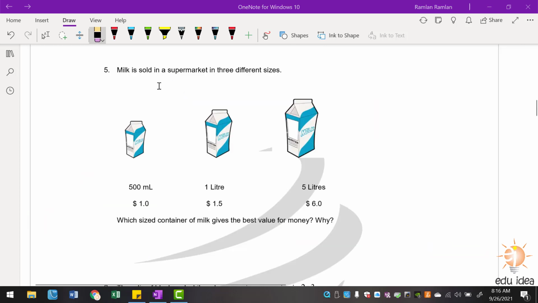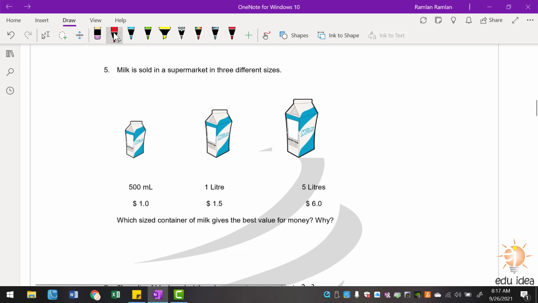Okay, number 5. Milk is sold in the supermarket in 3 different sizes. They have the same brand, but just different sizes. So we have this information: the one with 500 milliliters costs $1, the one with 1 liter costs $1.5, and 5 liters costs $6. The question is, which size container of milk gives the best value for money?